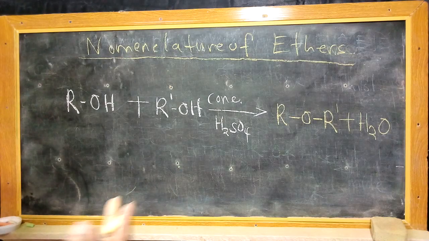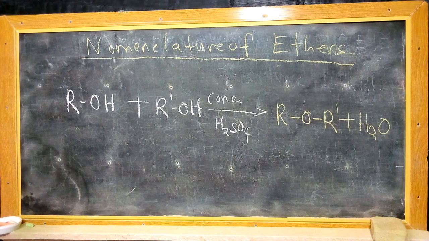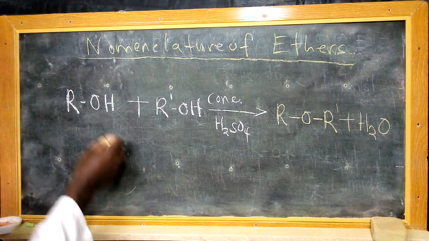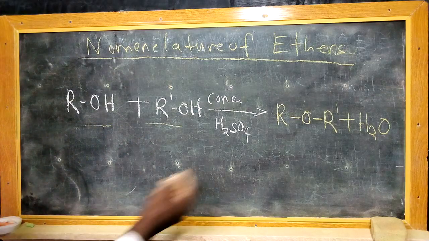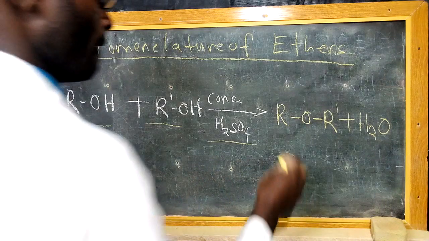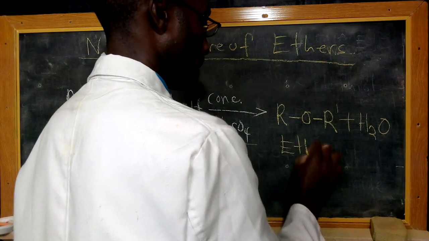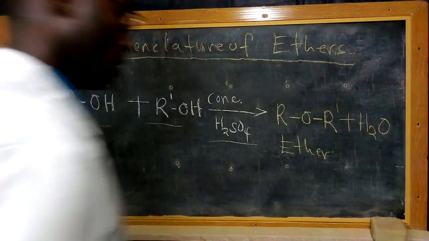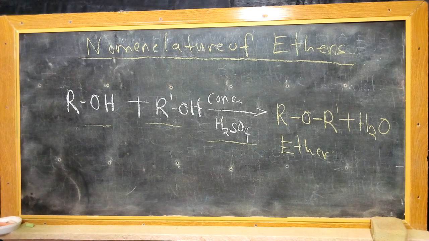So this is a general reaction for the formation of ethers. Remember, ethers are a class of organic compounds, and one way of forming ethers is by the reaction of two alcohols with concentrated sulfuric acid to form an ether and a water molecule, and that is water. So this is a general representation for that.